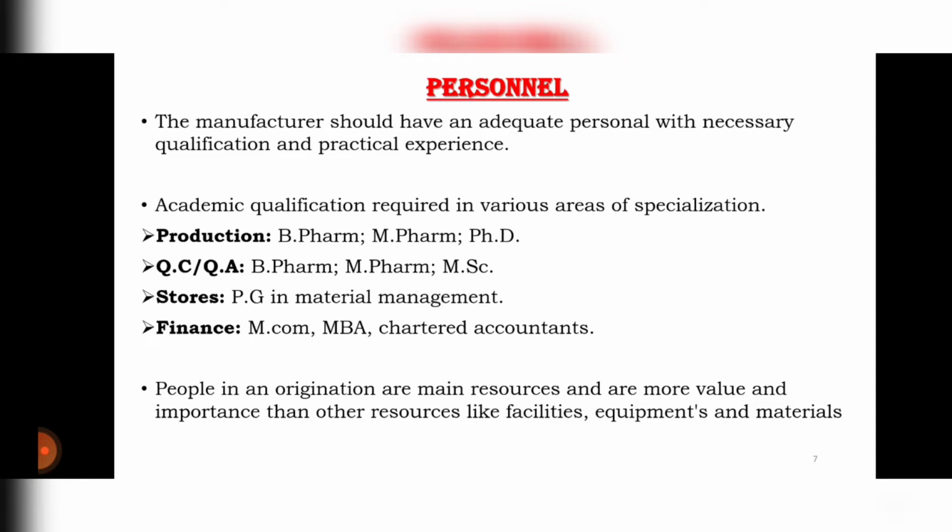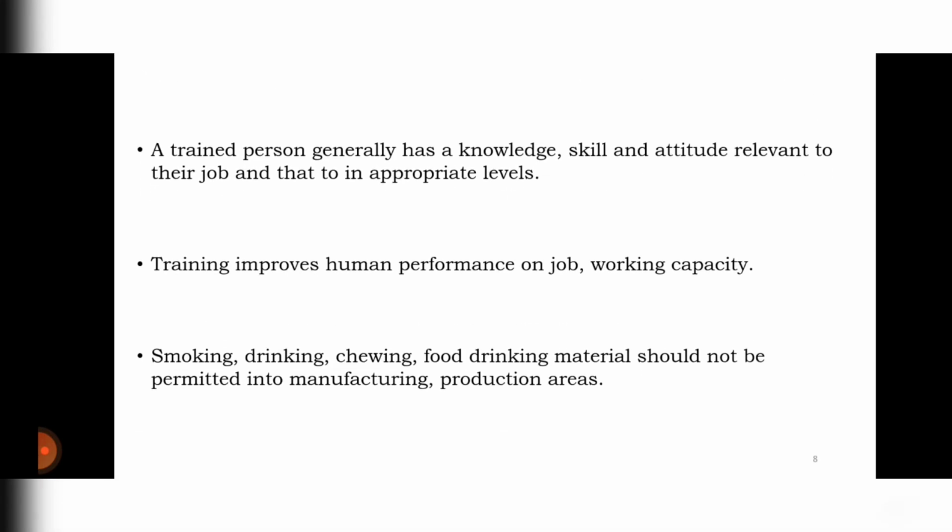People in an organization are the main resources, and are of more value and importance than other resources like facilities, equipment, and materials. And trained persons generally have the knowledge, skills, and attitude relevant to the job, at an appropriate level. It involves human performance of the job and working capacity, how much they can work, and up to what level they can work. Training is also involved at that level, okay.